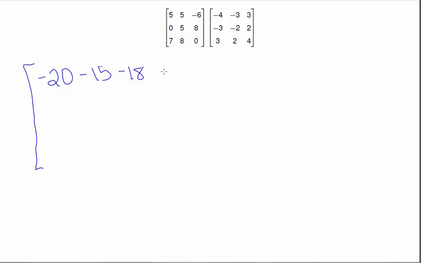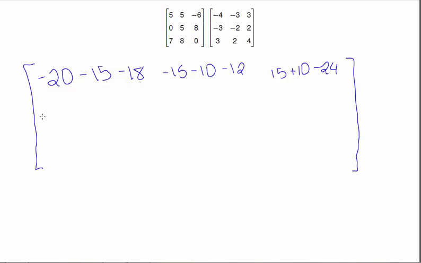First row, second column. 5 times negative 3 is negative 15. 5 times negative 2 is negative 10. Negative 6 times negative 2 is minus 12. First row, third column. 5 times 3 is 15. 5 times 2 is 10. And negative 6 times 4 is minus 24.